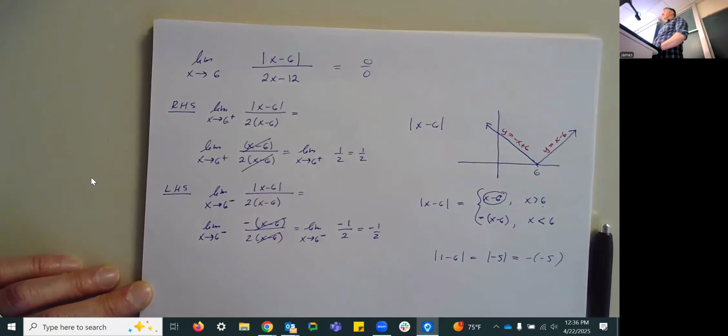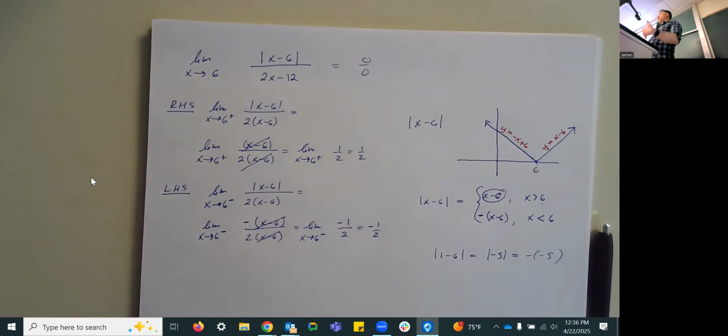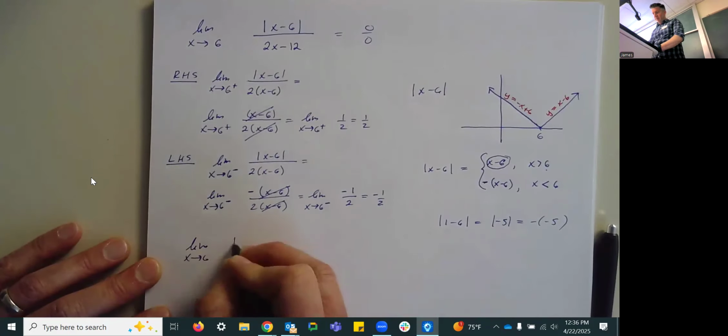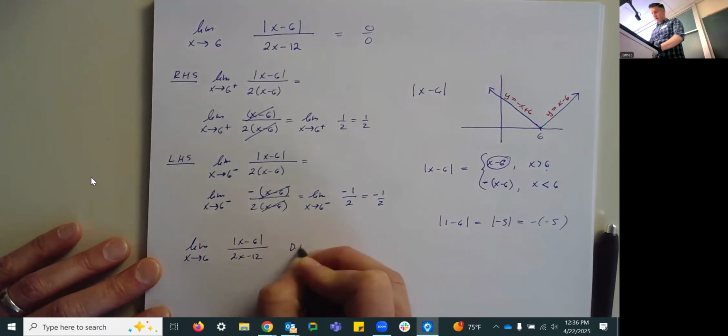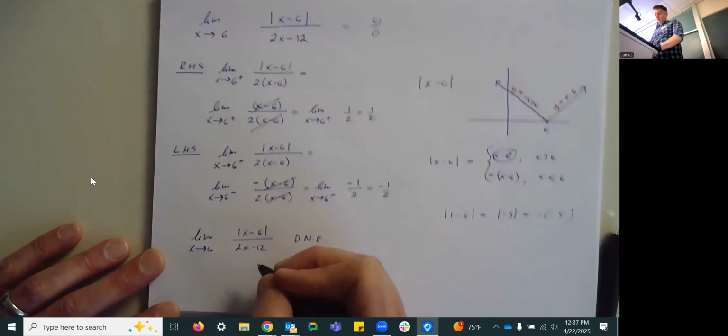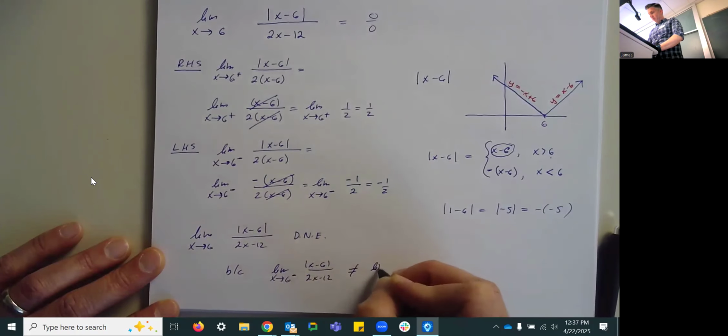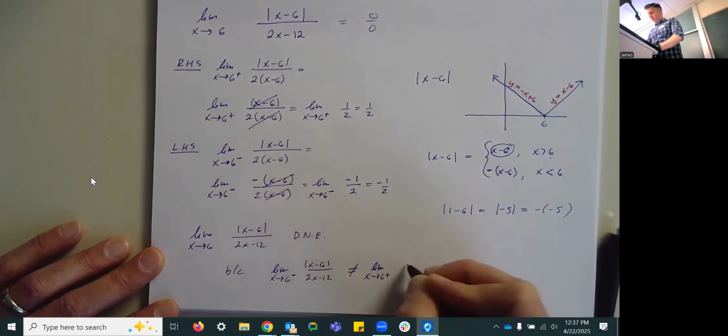And the right-hand side and the left-hand side aren't the same, which means the overall limit doesn't exist. So in this case, we would say that the limit as x approaches 6 of the absolute value of x minus 6 divided by 2x minus 12 does not exist. And you could even say more. You could say that the limit as x approaches 6 from the left does not equal the limit as x approaches 6 from the right. Although I feel like that's probably writing too much.